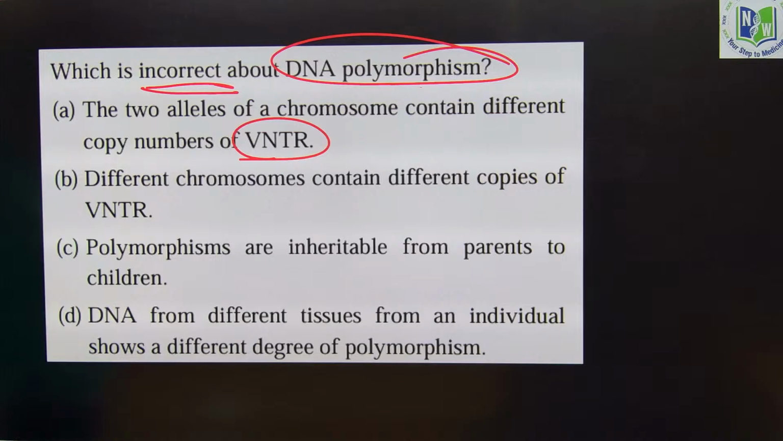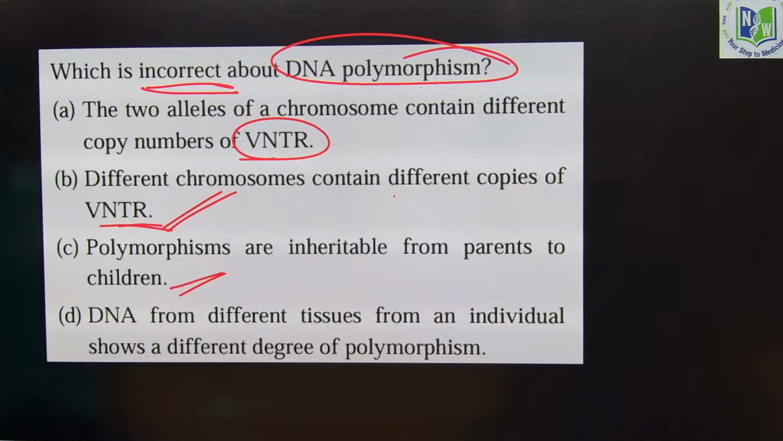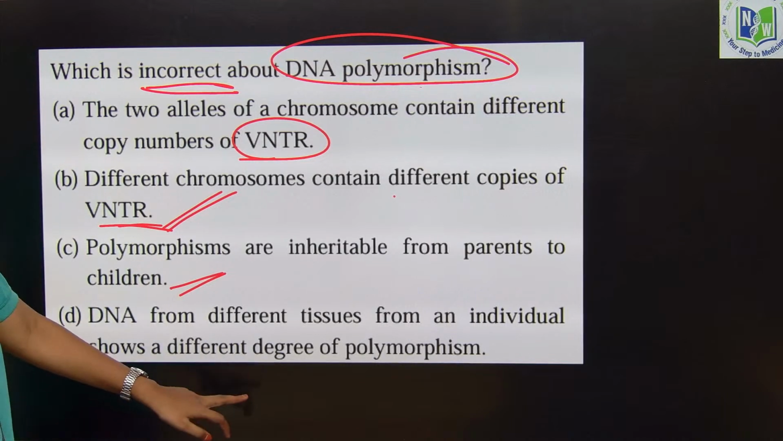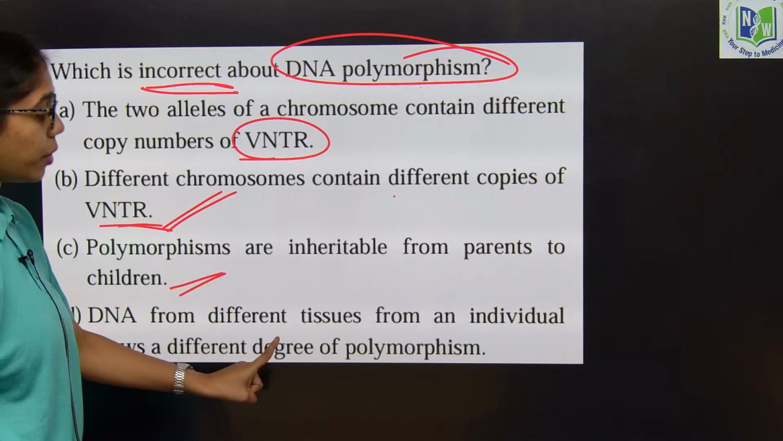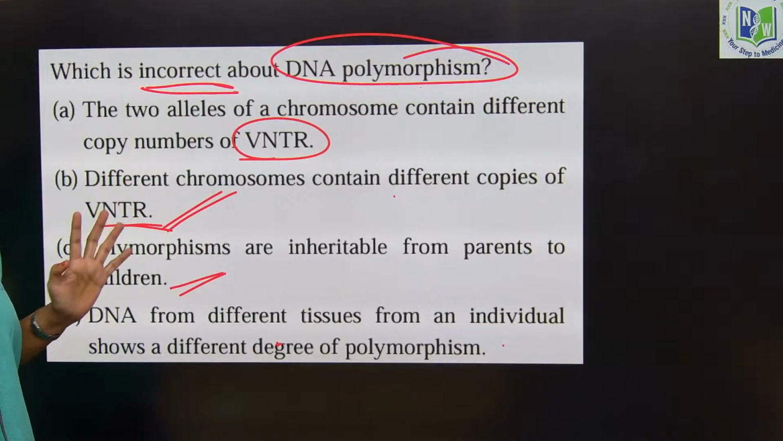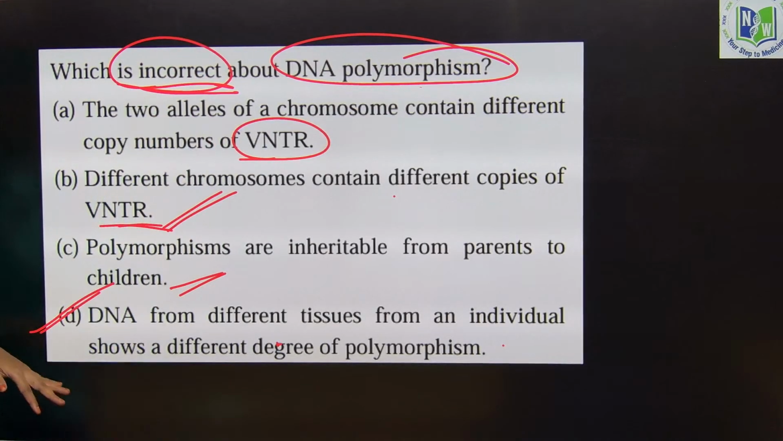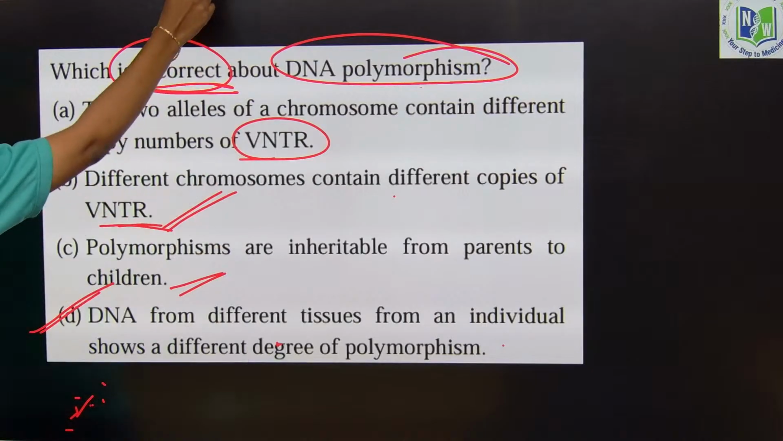Two chromosomes contain different copies, yes. Polymorphisms are inherited, yes, polymorphisms are inherited, and different chromosomes contain different copies of VNTRs. Last, if you see, DNA from different tissues from an individual shows different degrees of polymorphism. No, DNA from different tissues from a single individual shows the same degree of DNA polymorphism, not different. So, what is incorrect over here? Option D. Okay. Next.